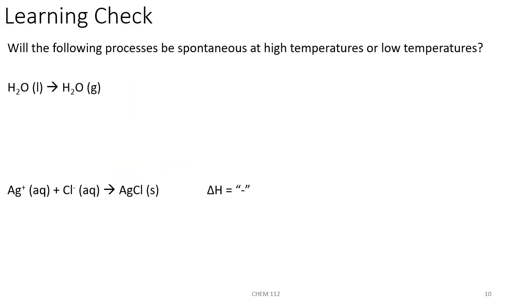Will the following processes be spontaneous at high temperatures or at low temperatures? In the first one, we have a phase change of liquid water undergoing vaporization to gaseous water. We weren't given the delta H, but in this case, we have to understand that the enthalpy change for this process should be a positive value because your liquid water is going to have to absorb energy in an endothermic process in order to vaporize.